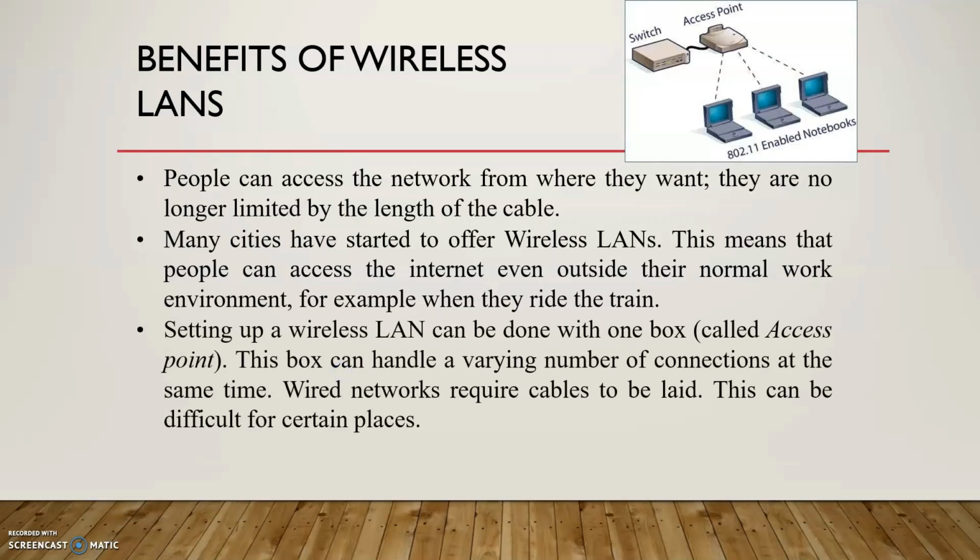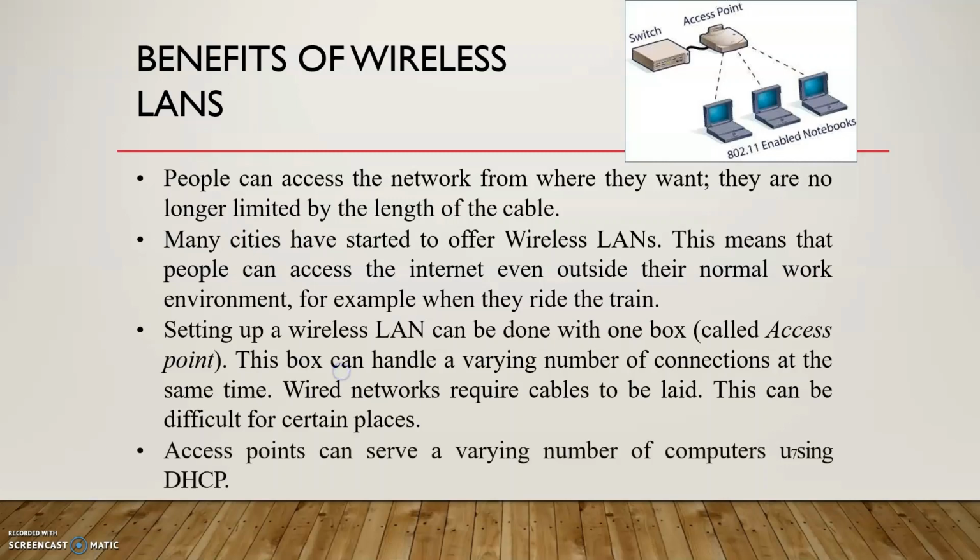Setting up a wireless LAN can be done with one box called an access point. This box can handle a varying number of connections at the same time. Wired networks require cables to be laid. This can be difficult for certain places. Access points can serve a varying number of computers using the DHCP protocol.